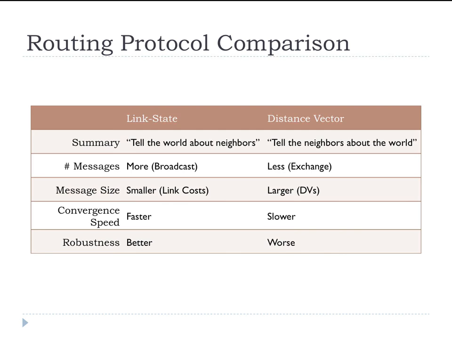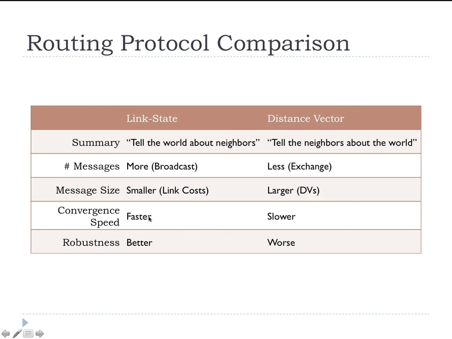In terms of messages, there's more messages because they're broadcast in link state, fewer with distance vector because they're just exchanged. The message size would probably, though, be smaller with link state because you just have to send your links, whereas with distance vector, you have to send the entire distance vector from you to all the other people. Right? Your whole distance vector is as big as the number of nodes in your network.